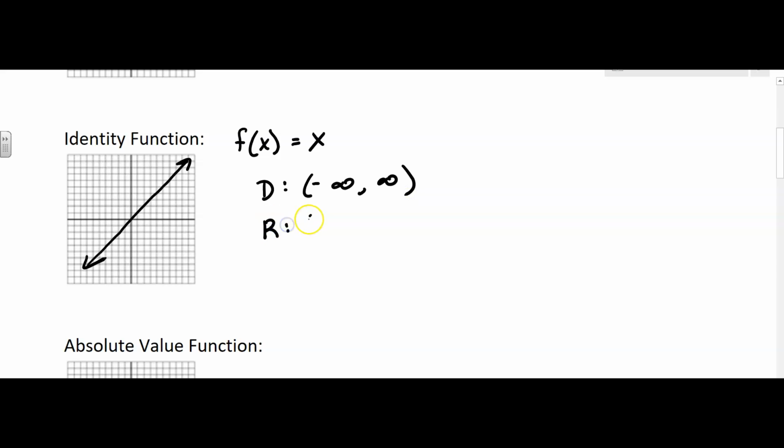Okay. The identity function, that's a line that goes through the middle like that, has a slope of 1 and a y-intercept of 0, but it's the function f of x equals x. The domain is all real numbers. And the range is also all real numbers.